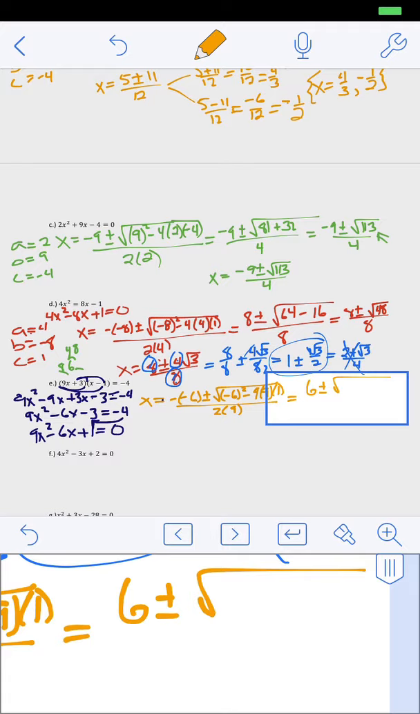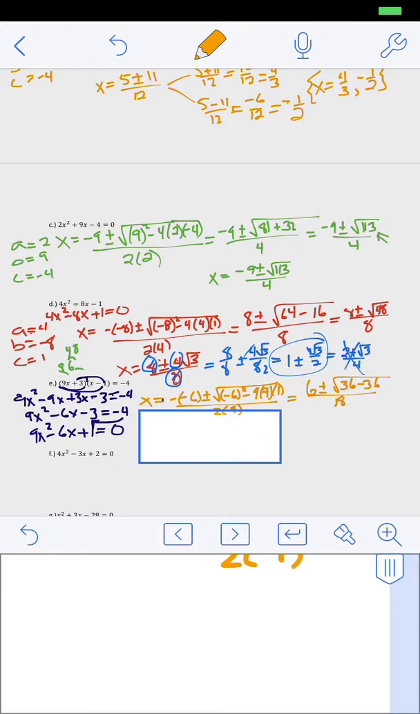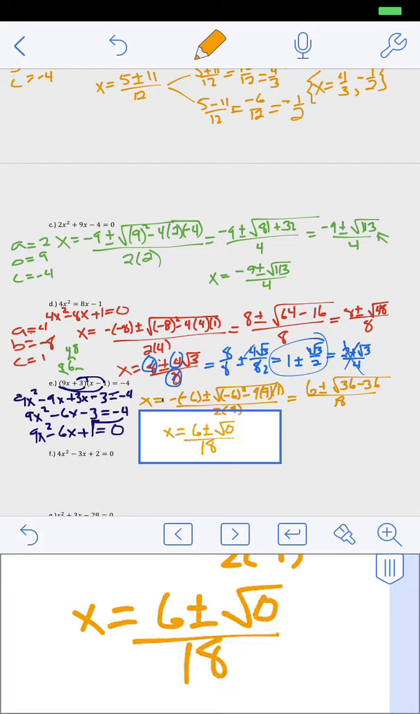-6 squared is still going to be a +36. Always a positive, no matter what, right? Minus 4 times 9 times 1 is 36 over 2 times 9 is 18. Okay, keep simplifying. We get x is equal to 6 plus or minus the square root of 0 over 18.